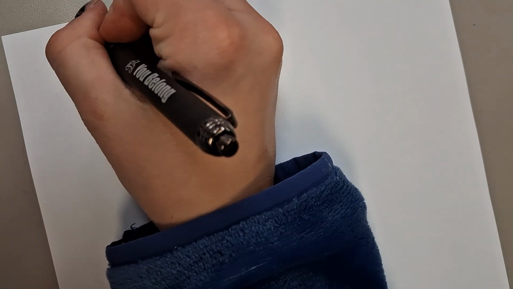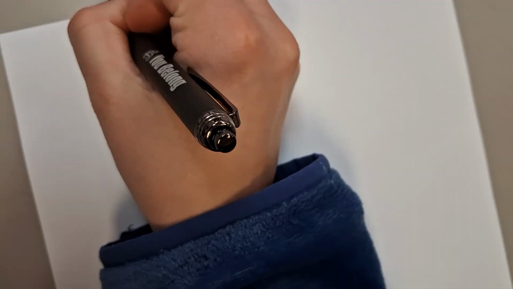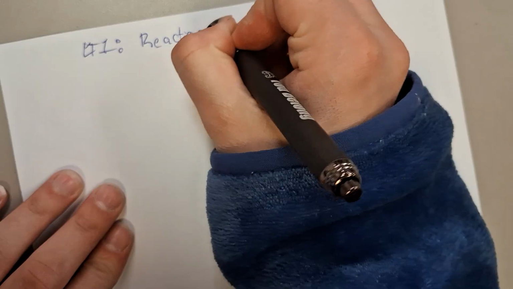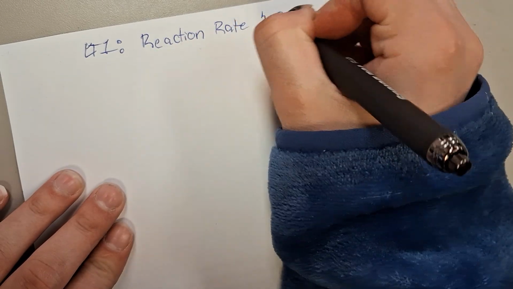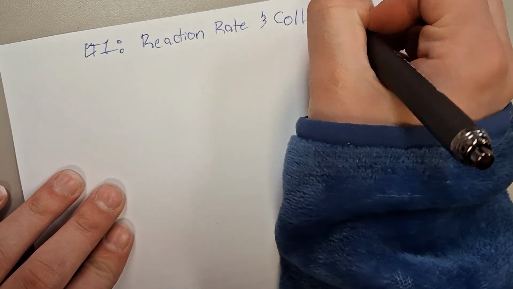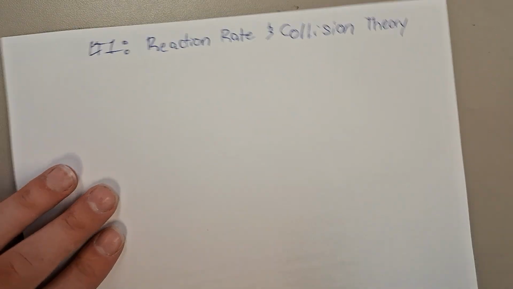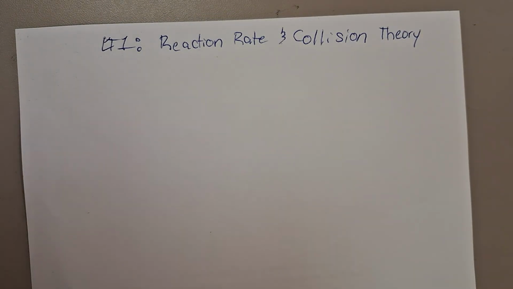I just want to review our Learning Target 1 really quick. So what you're going to do today is the worksheet for Learning Target 1, and you're going to turn that in at the end of the day. So our Learning Target 1 is all about reaction rate and collision theory. Here's what we needed to know on that.